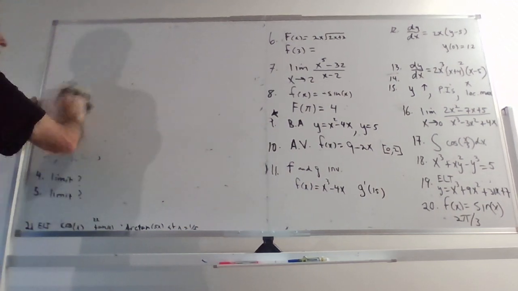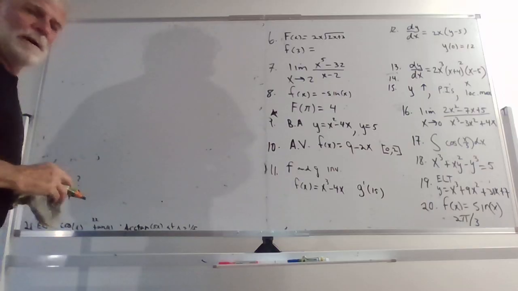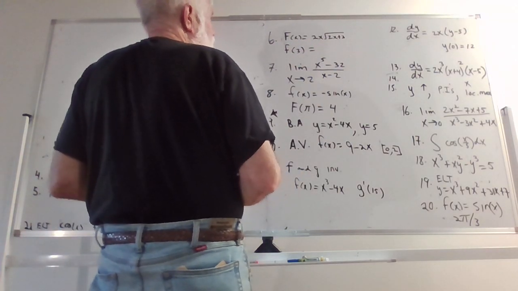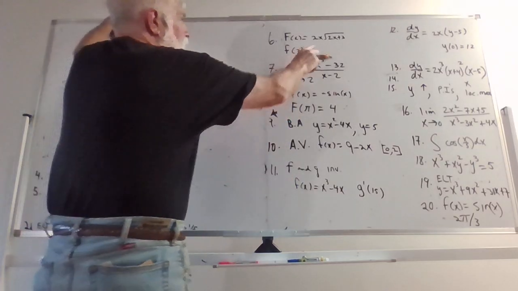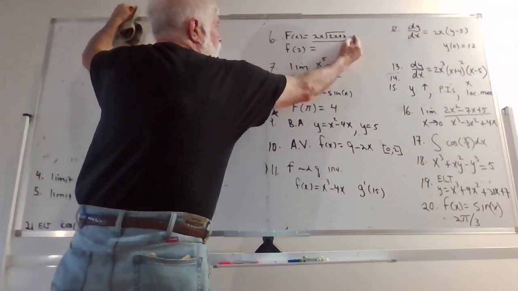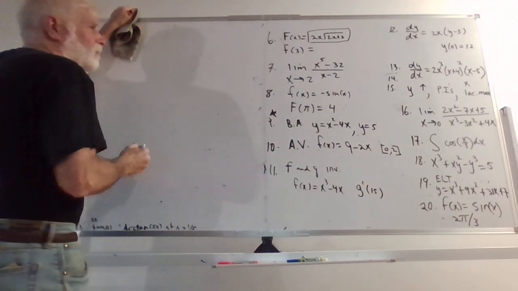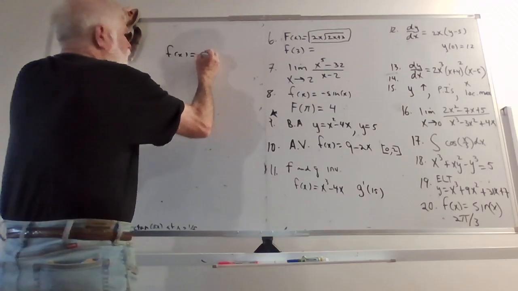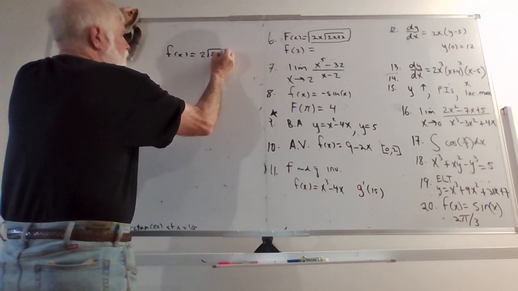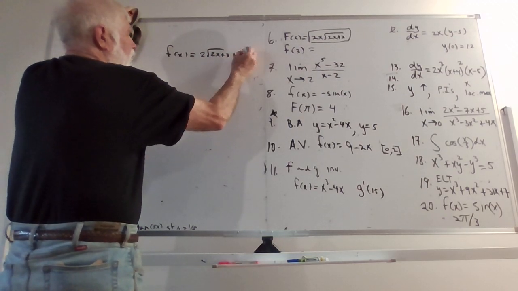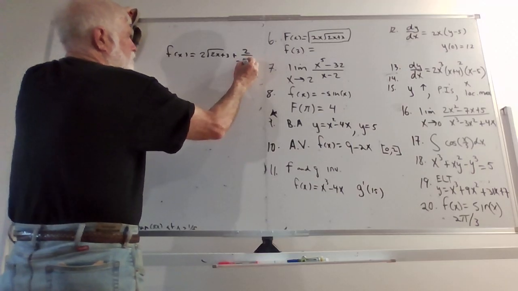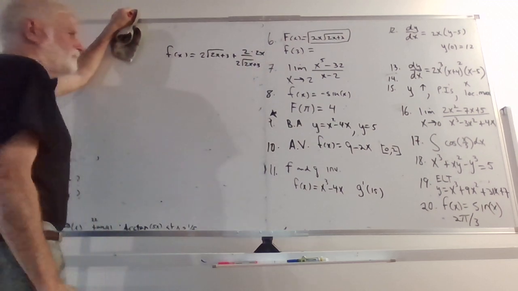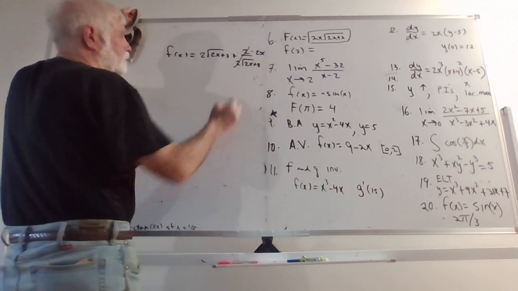Now, we should be doing some quick problems here. F of x, big F of x, 2x times the square root of 2x plus 3, and we want to find the derivative at 3. So we've got to do the product rule and chain rule. So f prime of x is equal to the derivative of the first times the second plus the derivative of the second times the first, 2x.